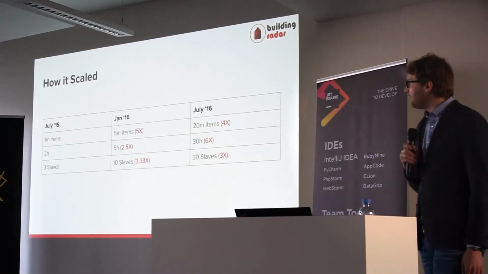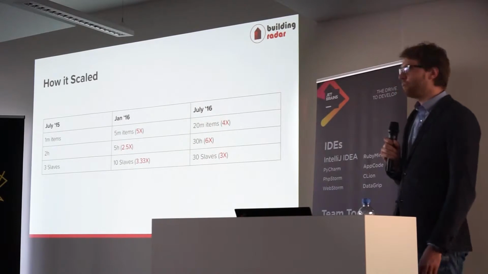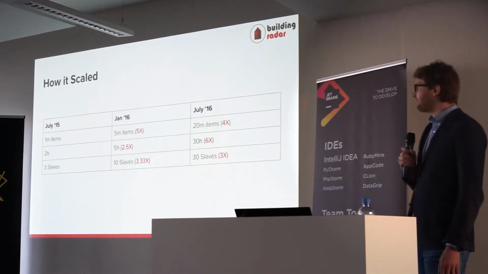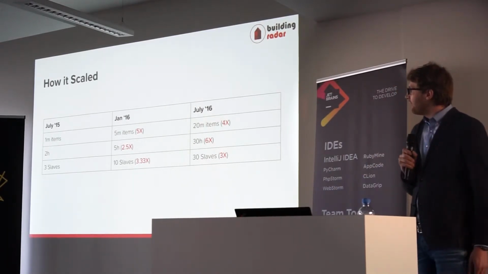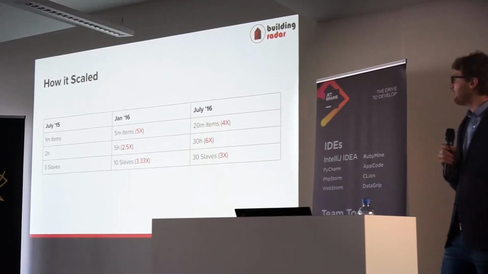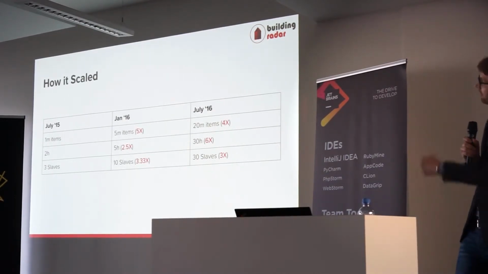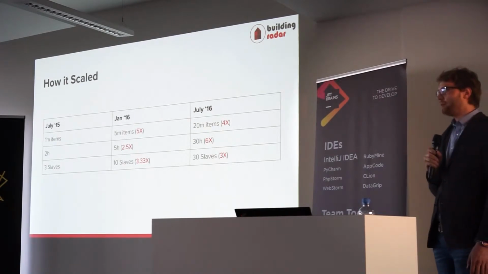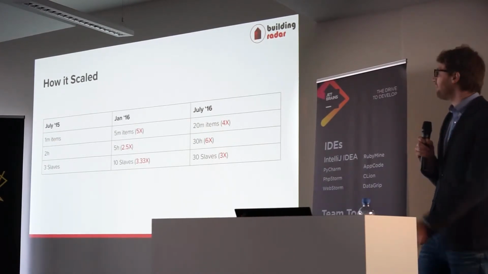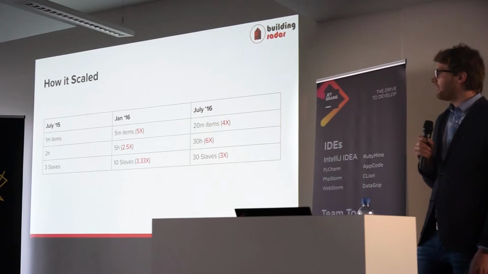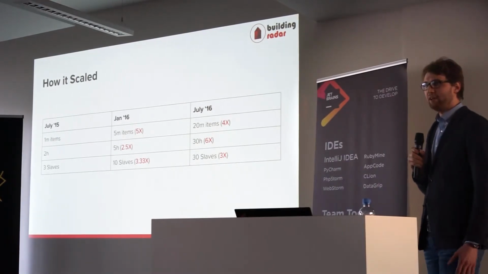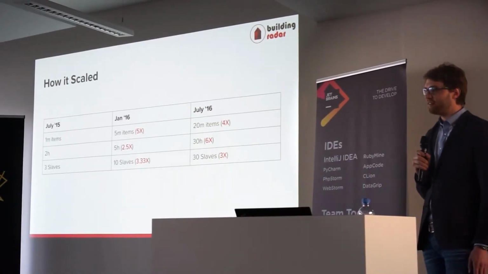In the beginning of 2016, we scaled up the amount of data by 5x. And this already took us 5 hours on already 10 slaves. So here you can already see that it's not perfectly linear. It's worse than linear already. So the processing capacity increased by around 8x, and the amount of data by 5x.